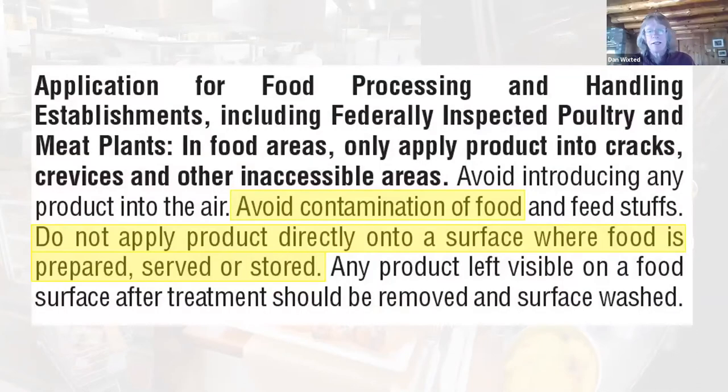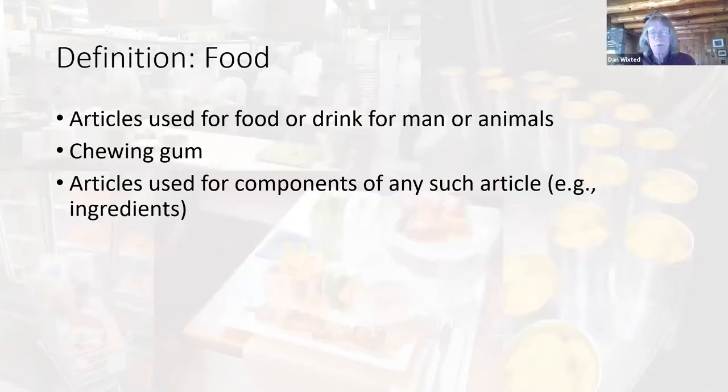Okay, so I can use it in a food area. The label is going to tell me to be careful about that: avoid contaminating food and food contact surfaces. That means that the person you're hiring, the pest control, needs to know what we mean by food. Next, please. And it sounds easy, and most people will say, well, that's what we eat and drink.